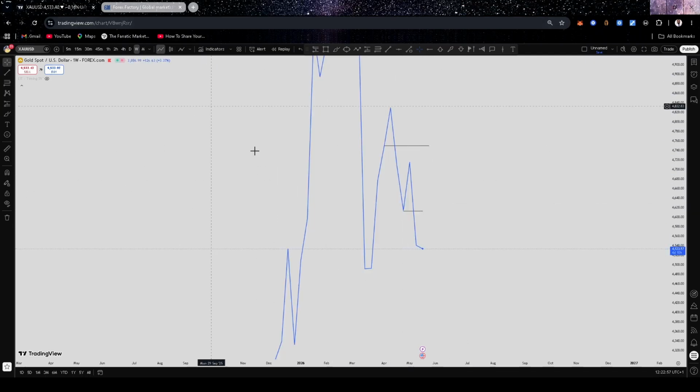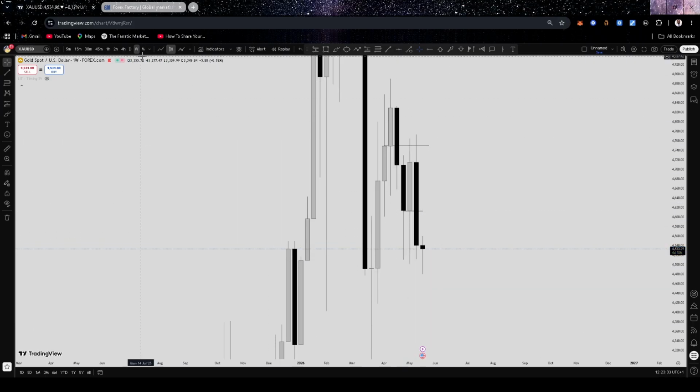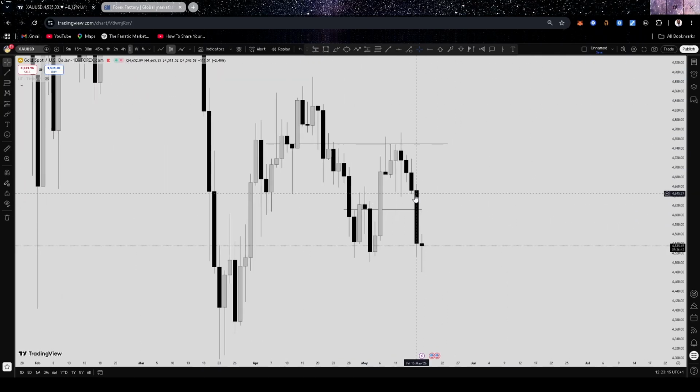If you switch to the line chart, we use body to body break. You see, we had a break of structure right here. And if I go to the daily time frame to confirm if truly the weekly time frame is bearish, you can see on the daily time frame we had a break of structure right here. If I switch to the line chart, you're going to see better.